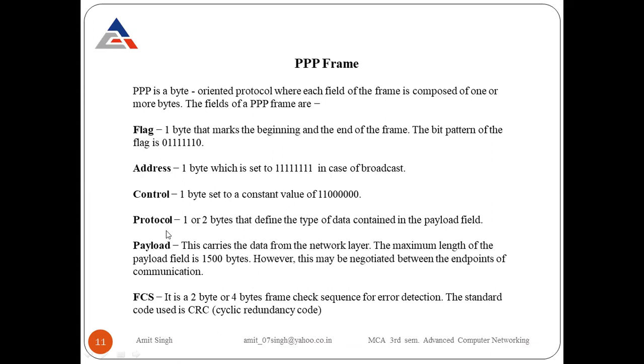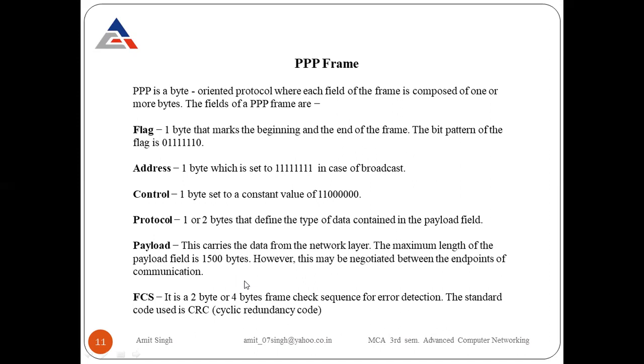Then we have a protocol. It is 1 or 2 bytes that define the type of data contained in the payload field. It denotes what type of data is contained by the payload field, and we all know payload holds the actual data. Now the next one is payload. This carries the data from the network layer. The maximum length of the payload field is 1500 bytes. The maximum value is 1500.